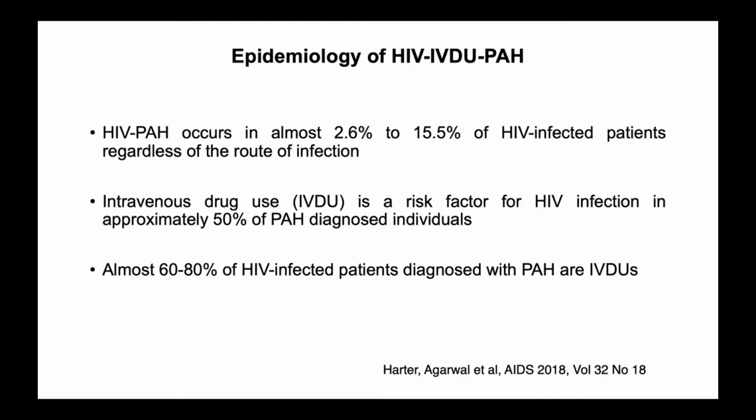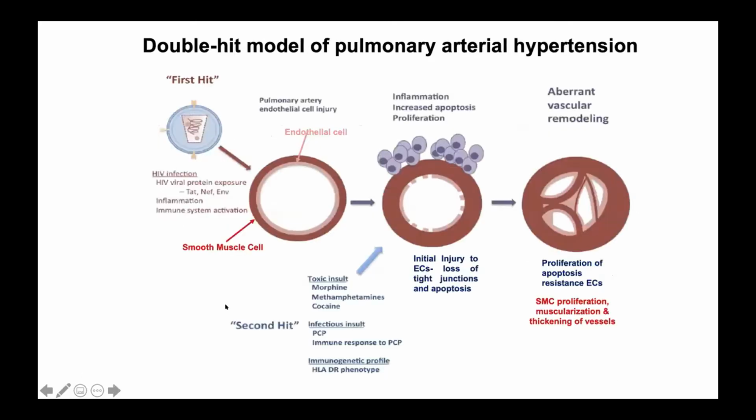Looking at these statistics, it becomes pretty evident that intravenous drug use along with HIV infection plays a critical role in the development of pulmonary arterial hypertension, or vice versa, where HIV infected patients coming up with pulmonary arterial hypertension are mostly drug users, like methamphetamine or other drugs of abuse like morphine and cocaine.